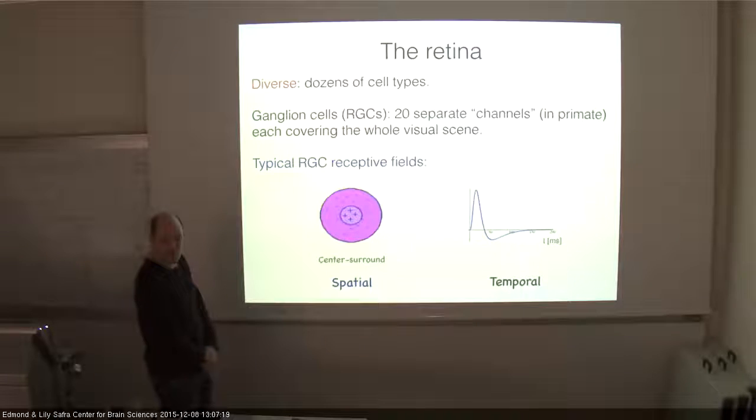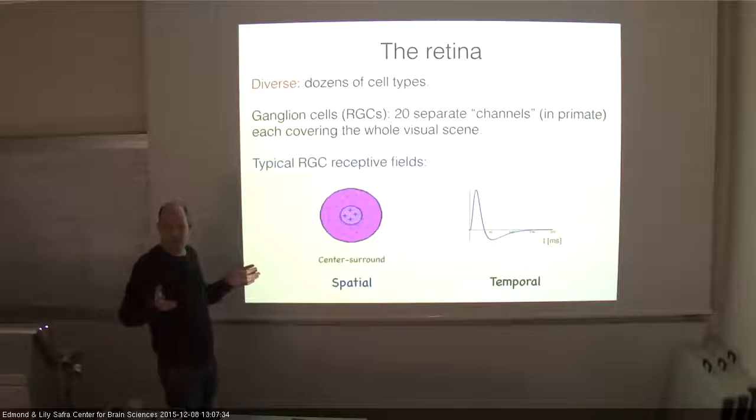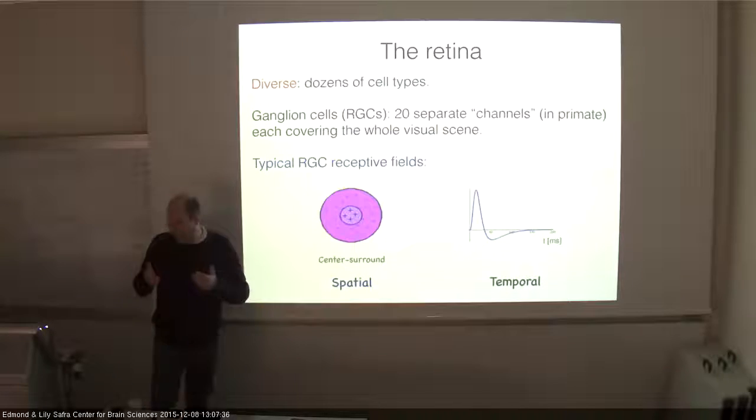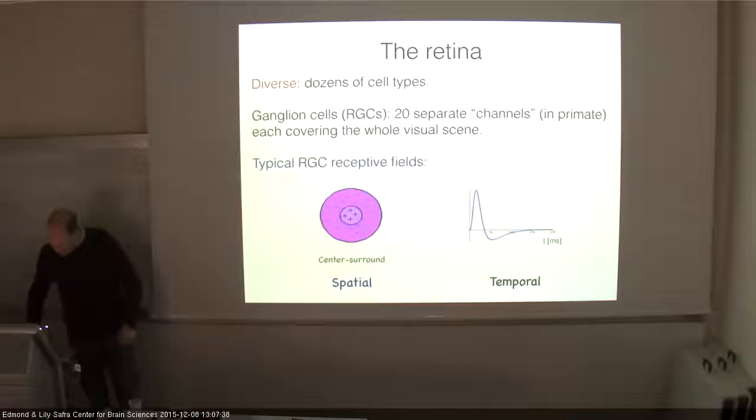One thing I want to mention about this statement that in the primate retina there are 20 channels of information. It doesn't mean that they all have the same number of cells. So the receptive fields in some of these can be much wider than in others, and therefore the distribution is not uniform across these different channels.